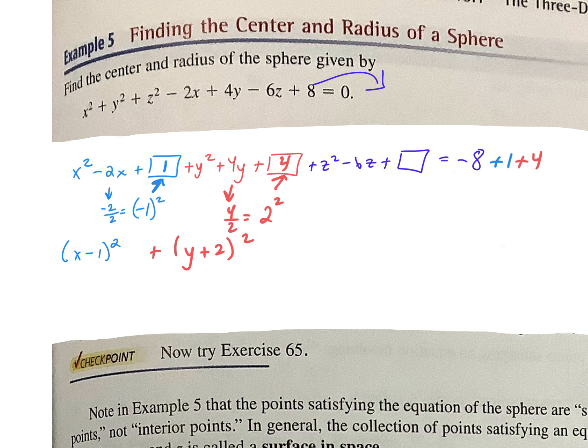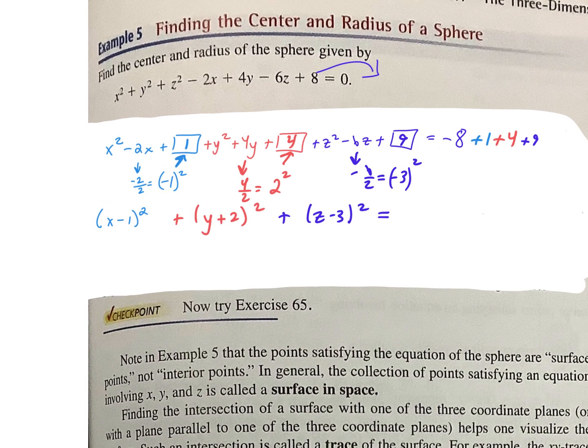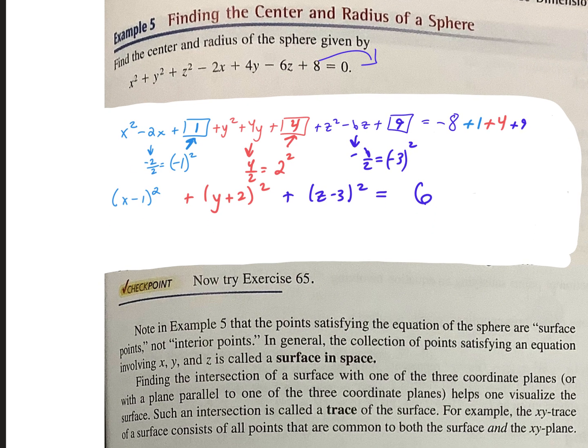And then I have my z's. So I have plus, take your z, negative 6 divided by 2 is what? Negative 3, so z minus 3 squared. And then when you square negative 3, what does that become? 9, so add to the other side. What is negative 8 plus 1? Negative 7, okay, plus 4. Negative 3 plus 9 is, and there's your equation. Do you guys see the equation?